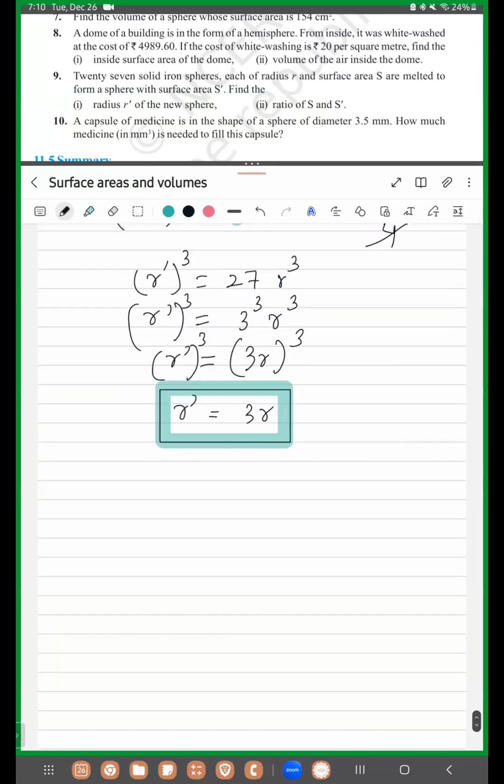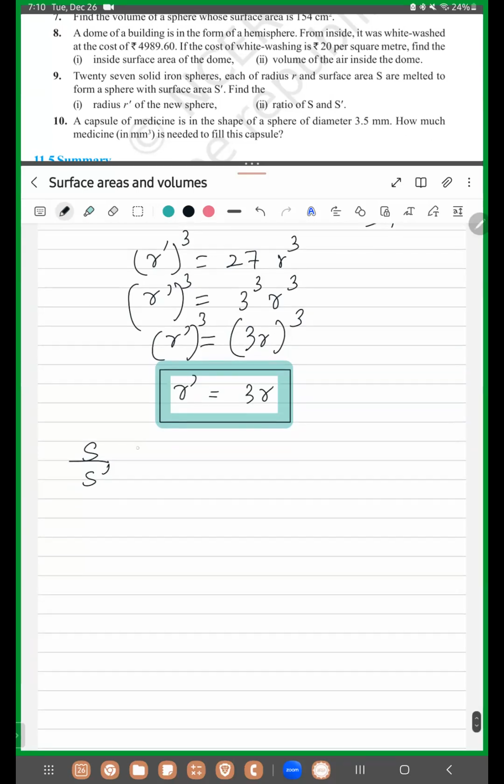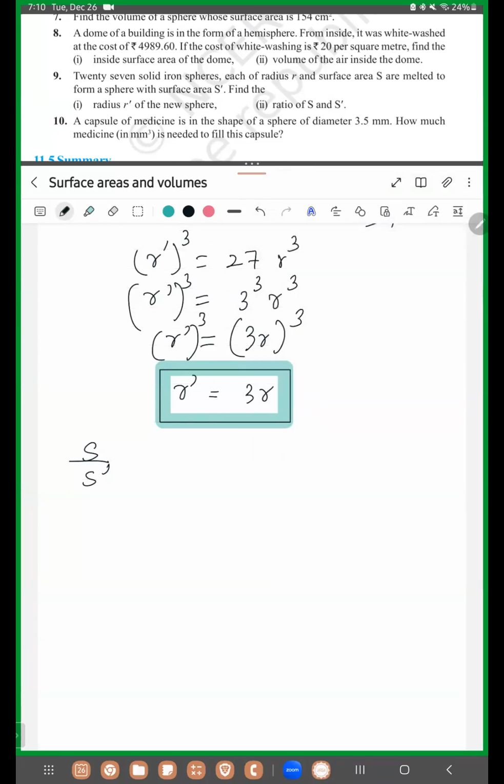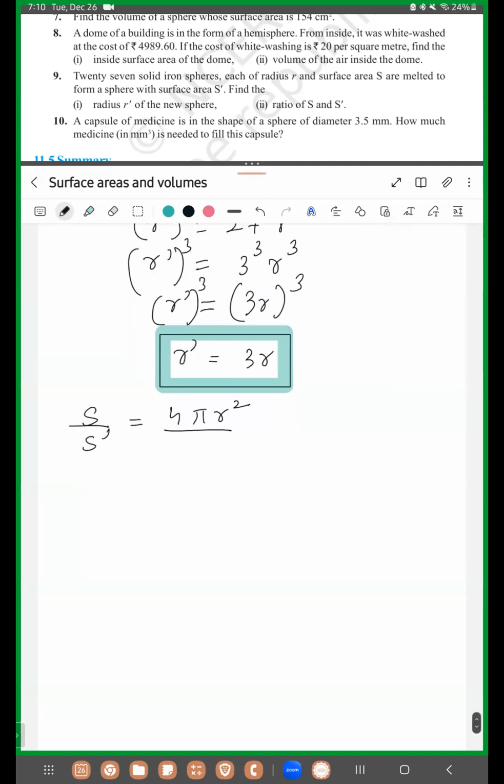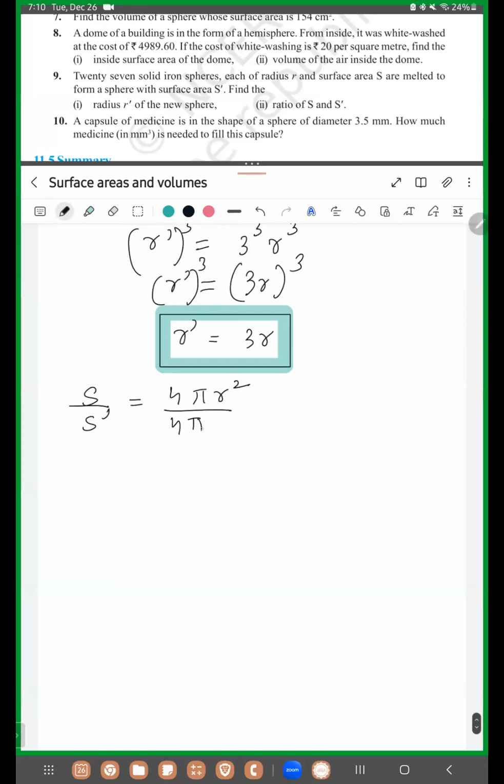Now, the second part of the question is to find the ratio of their surface areas. S by S dash. If they say ratio of S and S dash, that means you have to do S by S dash. So that is equal to S, the surface area of the small sphere, 4 pi r square, because it's surface area. Surface area means square has to be there. And S dash is 4 pi r dash square.